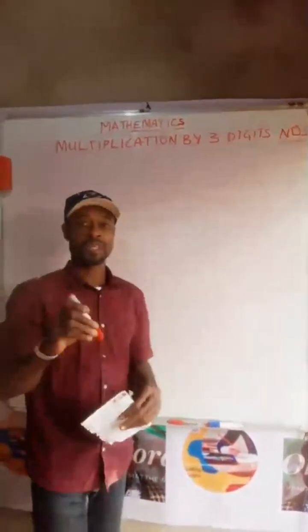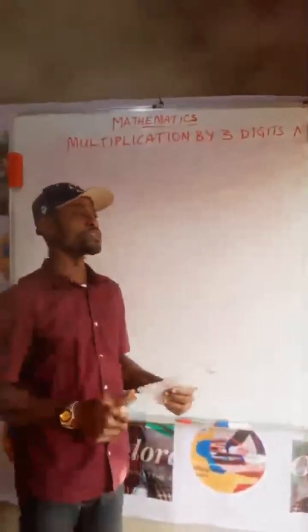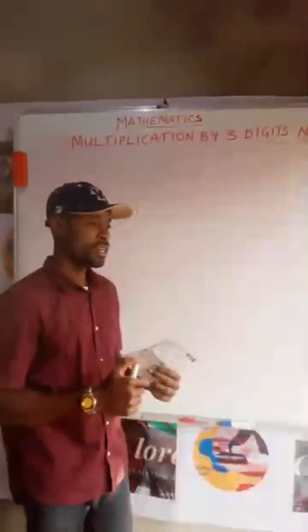Multiplication by 3 digits. We are going to see how we can multiply numbers using 3 digits. Now, the first one, number 1, we have 698 multiplied by 794. That is the way you arrange your numbers so that you'll be able to have a correct answer.